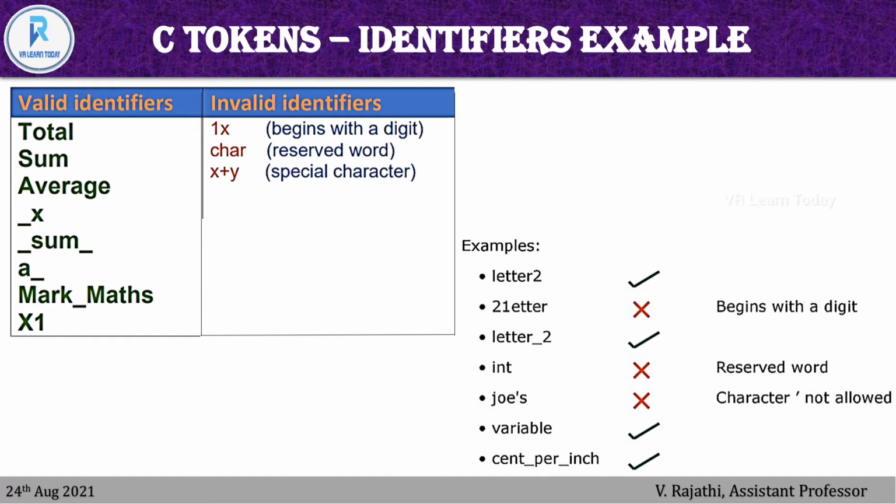Here 1x begins with a digit, so it is an invalid one. And char, we should not use a keyword as a variable, identifier or constant, so it is invalid. And x plus y, here the plus is a special character, so these three are invalid ones. Okay, likewise here is another example for identifiers.